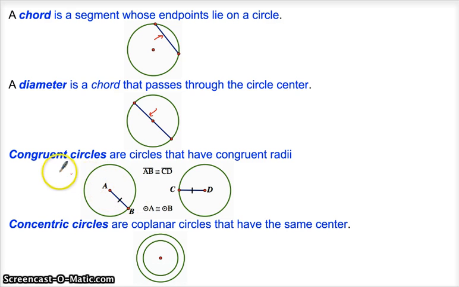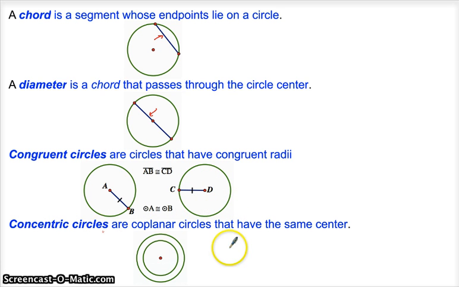Congruent circles. Circles are congruent as long as they have the same radius. So I drew two circles here with the same radius and said up here, well, yeah, they're congruent. That forces circle A to be congruent to circle B. And any other circle I drew that had a radius congruent to CD will be congruent to these.